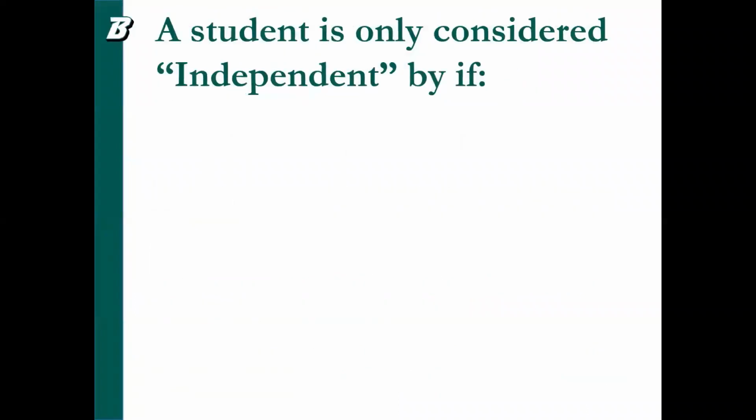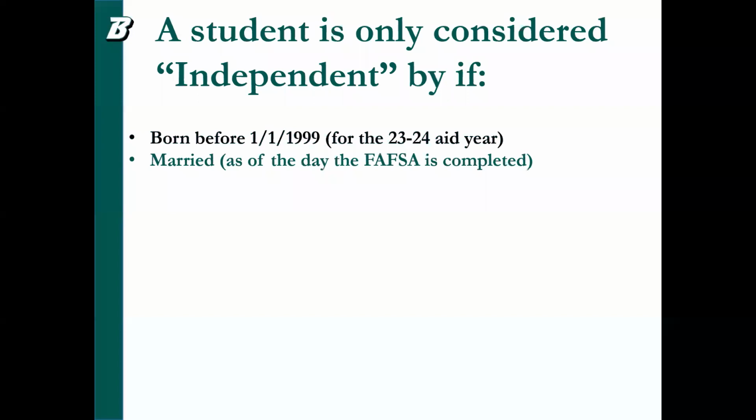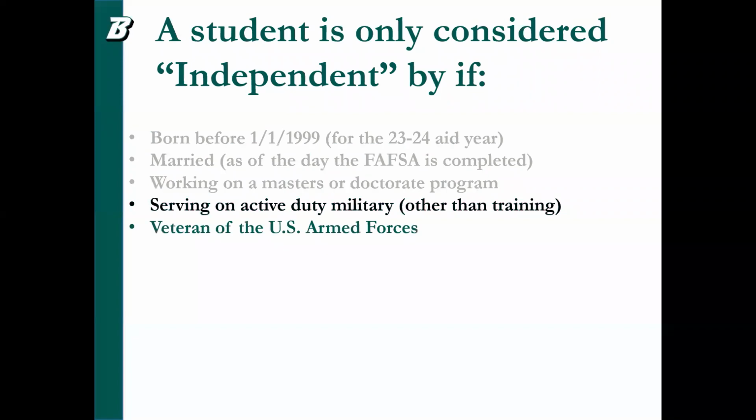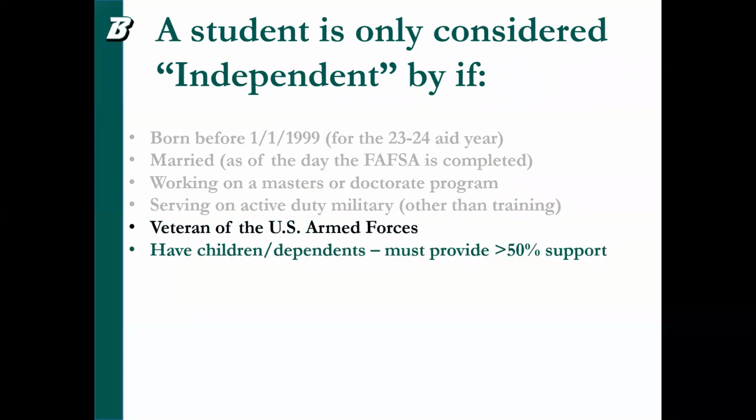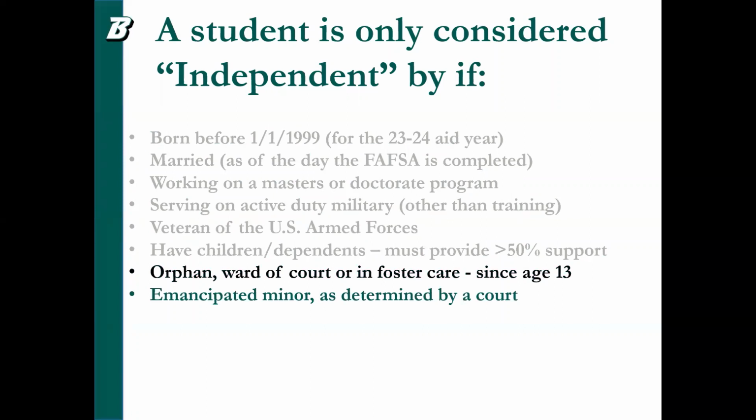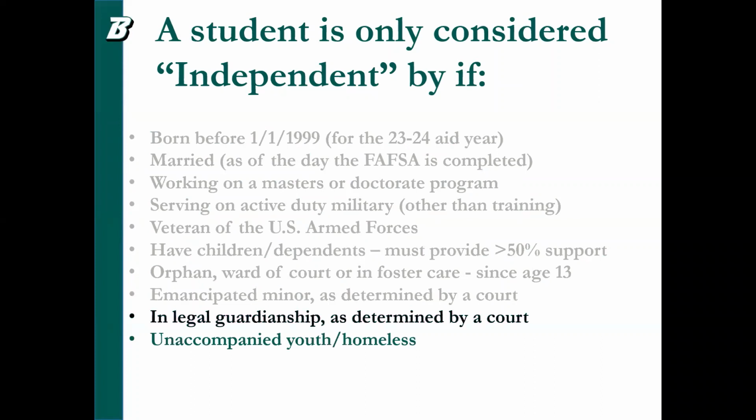There are some situations in which a student may be considered independent for federal financial aid purposes. These include date of birth, marital status, degree program, military status, and other situations like having children or dependents that you support more than 50%, being an orphan, ward of court, or in foster care, being an emancipated minor, in legal guardianship, or homeless or at risk of homelessness.